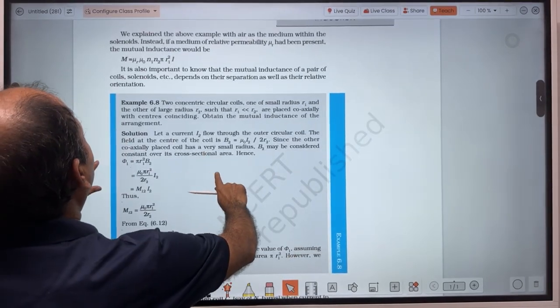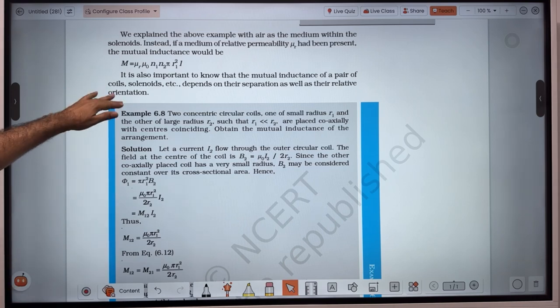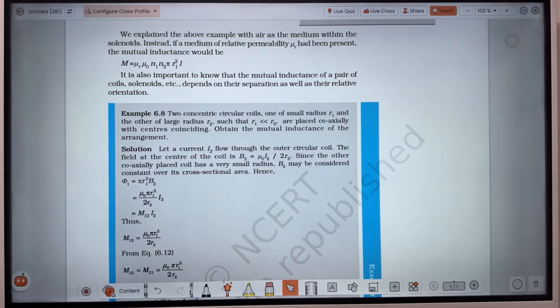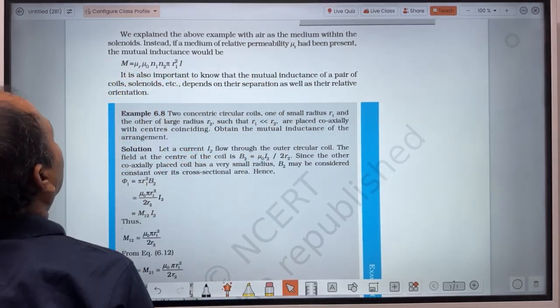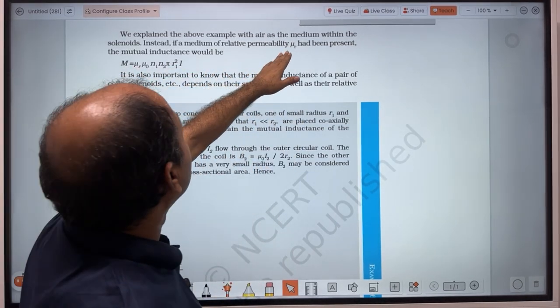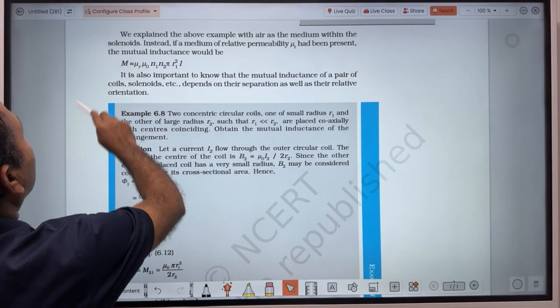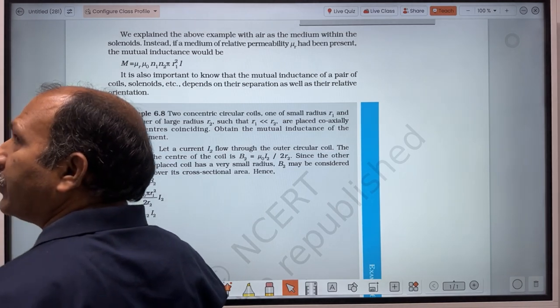So we can write it in general form. We are going to drop the script here. So M equals mu 0 N1 into pi R1 square L. And if there is some material, some medium in between the coils of relative permeability mu r, in that case we have to multiply by mu r in the expression of the coefficient of mutual inductance, that is M equals mu r mu 0 N1 into pi R1 square L. So I think you have understood.